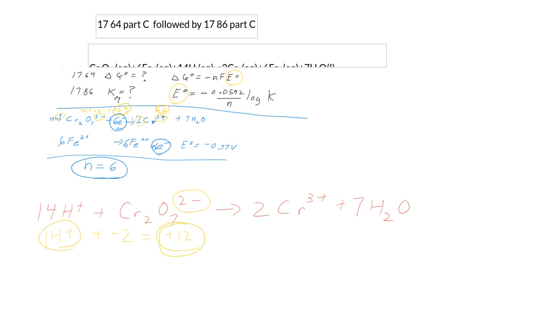So my net charge on this side of my equation is positive 12. I have 2 chromium over here, each with a positive 3. So on this side of the equation, I have a net of positive 6. I add electrons to bring my higher number down to my lower. So I have to wind up adding 6 electrons. And that's where that 6 comes in. And that's the value that I use for n. So n is going to be equal to 6. Let me go back now and finish up.